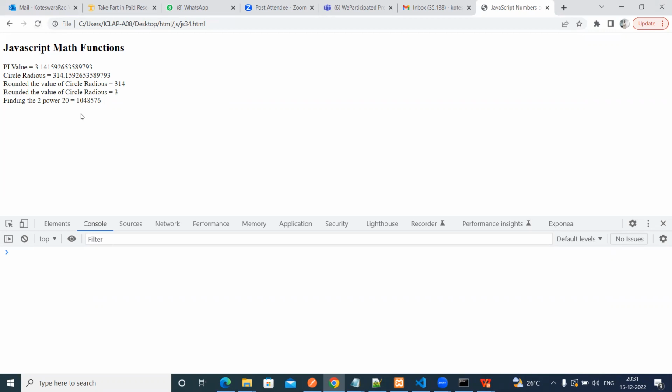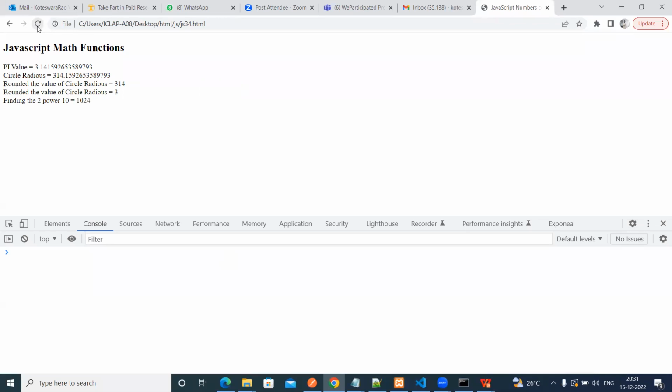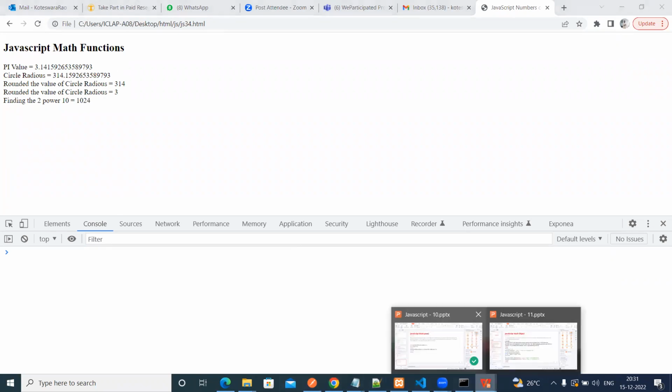Okay, so this is the value 1048576. This is 2 power 20. Suppose you give 2 power 10, then you get 1024. Okay, so this is the Math.pow power function.